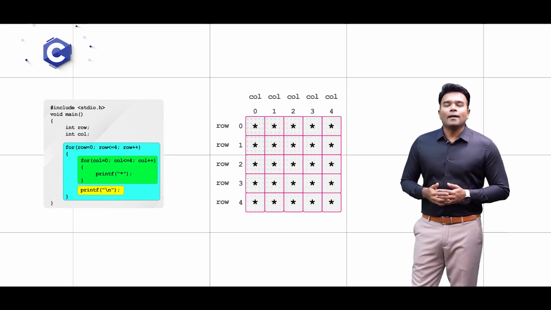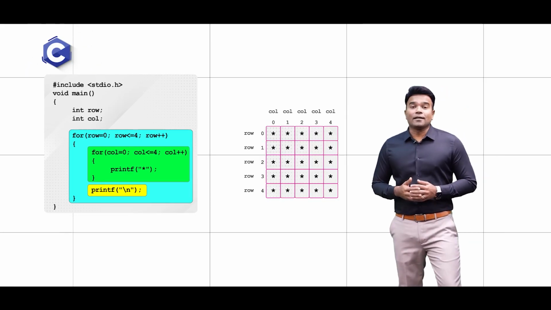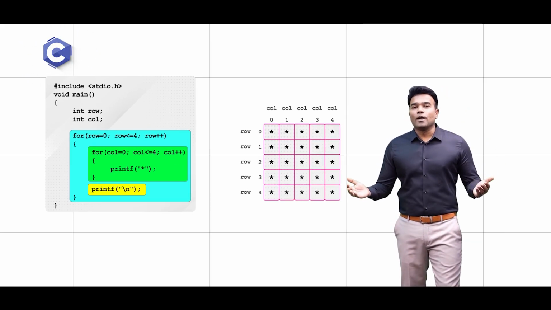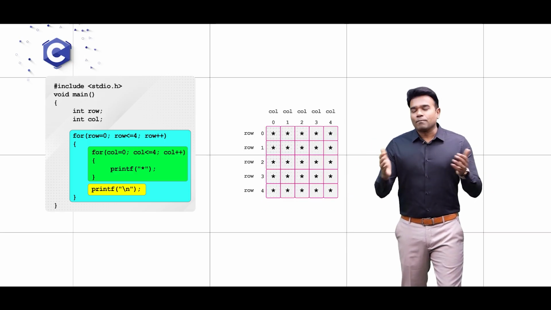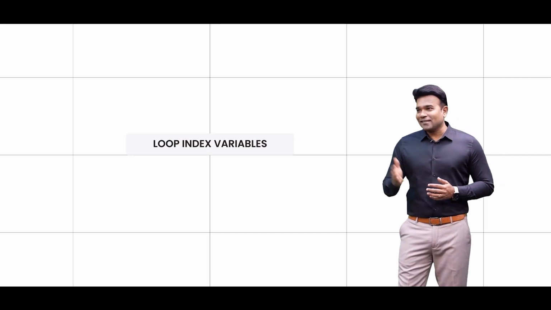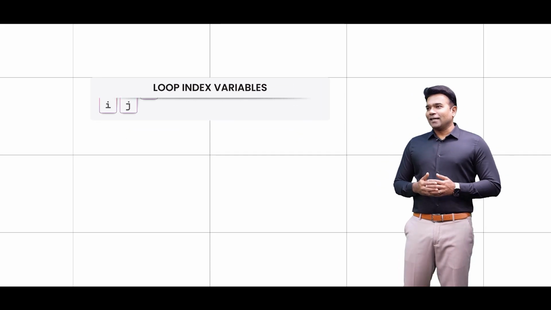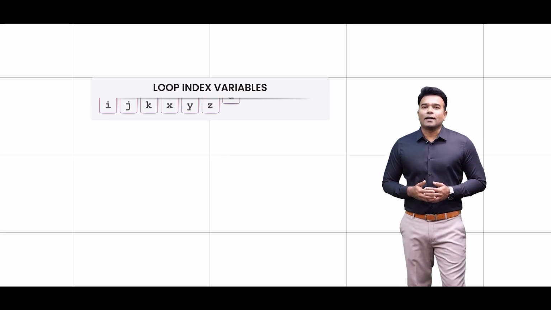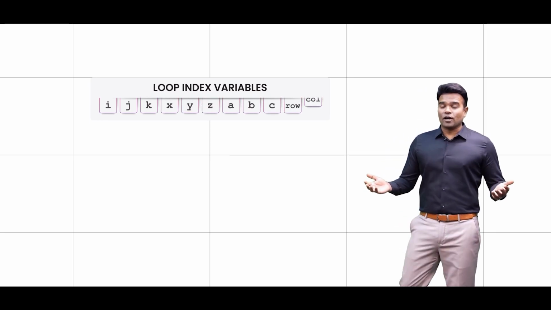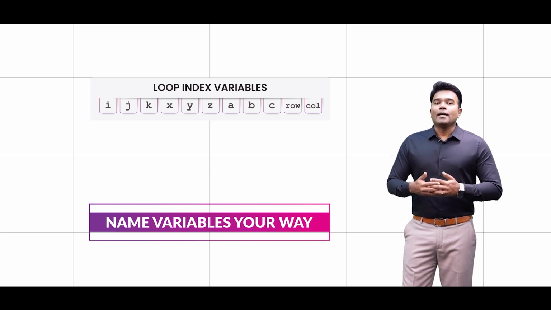So all said and done, I'm sure now through this, you have again been able to understand that this program shall give us the required output. Well, that way, you have also understood that the names of the loop index variables really don't matter. Whether I make use of the names I, J, K, X, Y, Z, A, B, C, row, column, whatever is the name that I would be making use of for the loop index variable really doesn't matter.